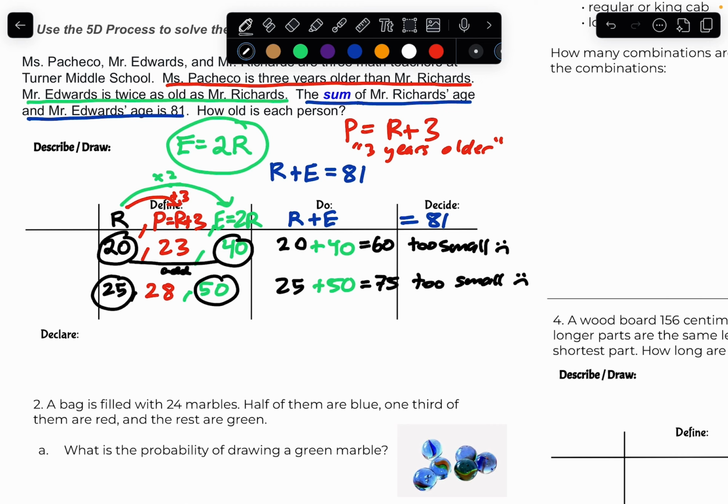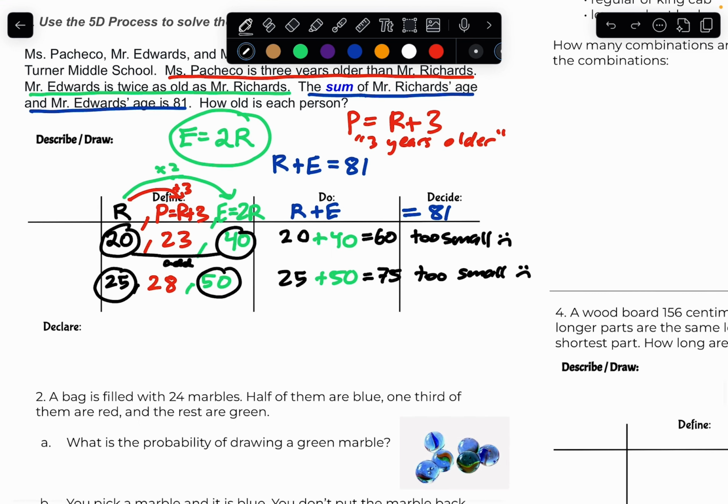Again, on your quiz, you have to have at least 2 steps. So we already have 2 steps that were too small. I know I need to try a number that's a little bit higher. We reached the number 75, but it needs to be 81, so we're really close. I'm going to say 27. Let's see if 27 is the right number. I hope it is. Let's see.